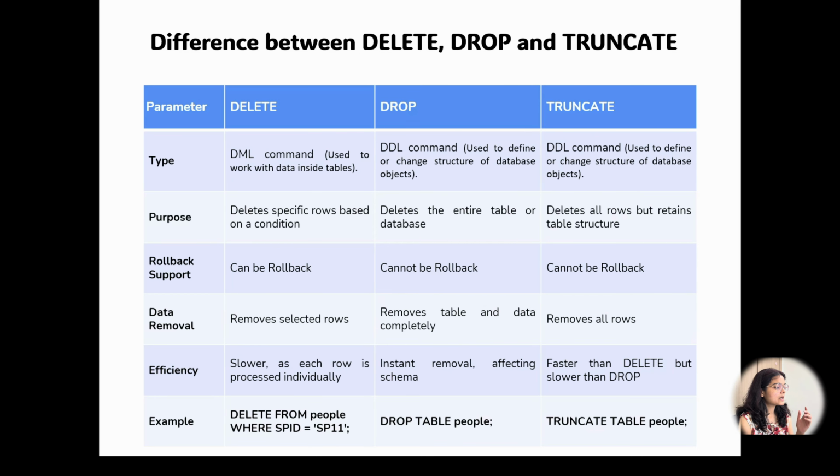Okay. Then comes data removal. Of course, if you are deleting any row, then it will be deleting the selected rows. Drop will delete the whole table and the data completely, and truncate will delete all the rows. Okay. So that was it. Then comes efficiency. Since delete works on individual levels, it will search for that condition, that, okay, where is this column, the salesperson, and where data girl is written inside it, which is that row, and then it will delete. So as compared to drop and truncate, this function is a little slower.